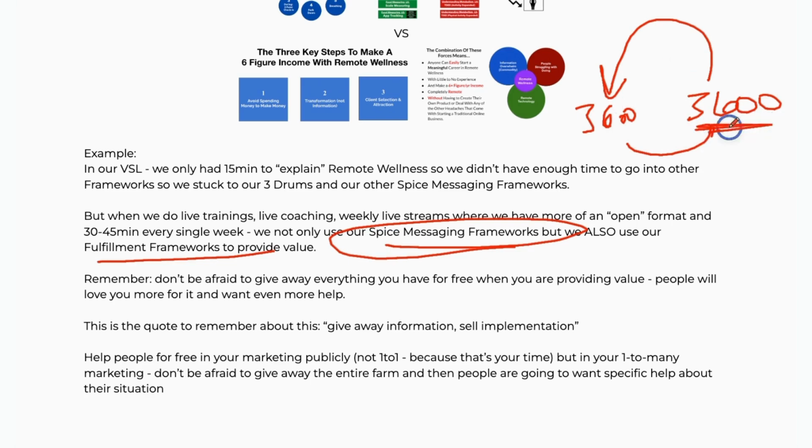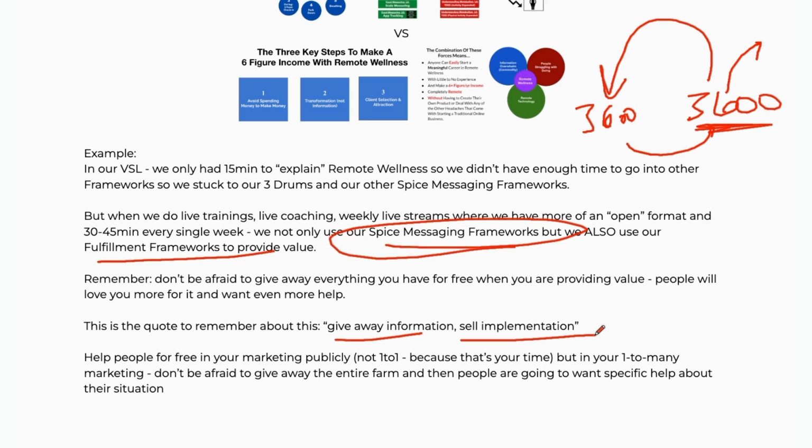And then the goal of your program is now to deliver value that is going to be in excess, so that way they will stay with you for, let's say, the next program. And so that's kind of how it works, right? And a quote that I really love in order to remember this is: give away information, sell implementation, okay? And so you shouldn't be afraid, even if that means you're not giving away worksheets and step-by-step and one-on-one coaching and all that kind of stuff, right?